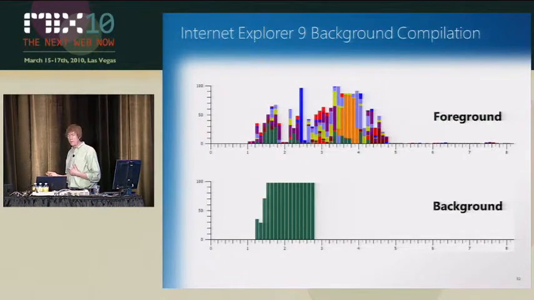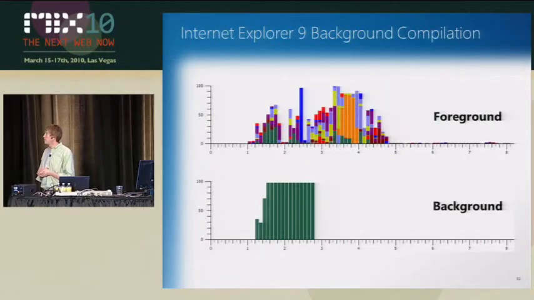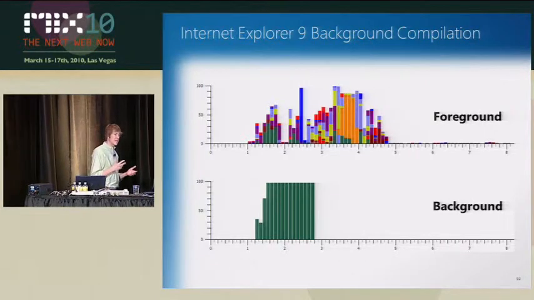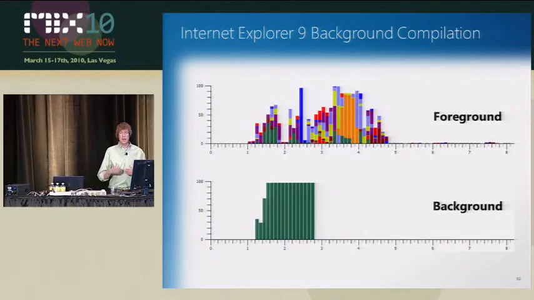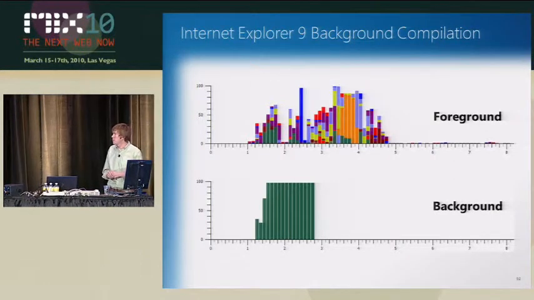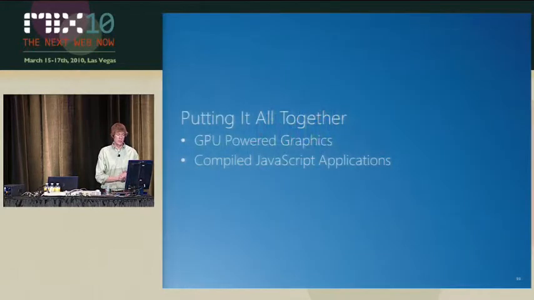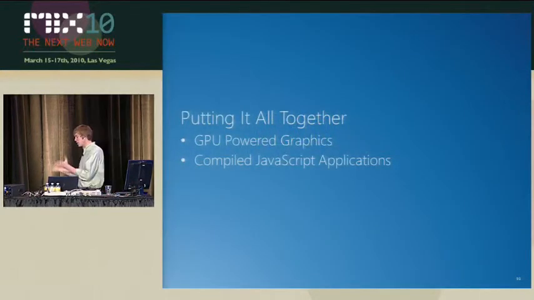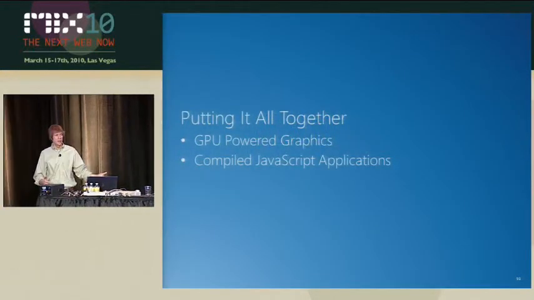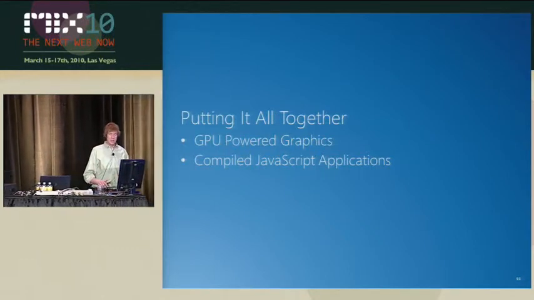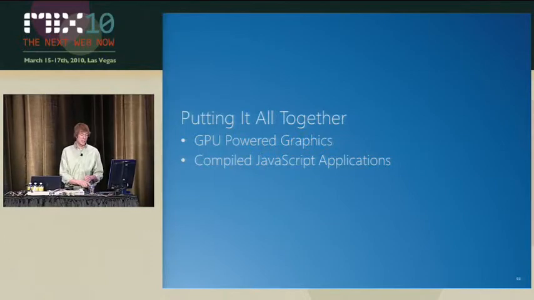Here's an example of what happens in Internet Explorer 9. On the foreground, we'll start interpreting, and we'll do all the parsing, the layout, the page rendering. And then in the background, we'll compile your JavaScript. And then as soon as it's compiled, we'll begin to use that. So let's put it all together. We've talked about GPU-powered graphics. We've talked about compiled JavaScript. Let's look at what this does to sites.